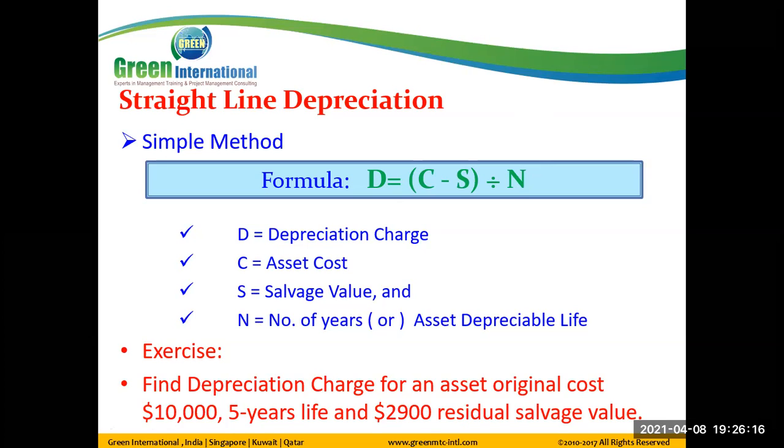1,450 every year, the asset value will decrease. For example, in the 0th year, it is 10,000 I invested. The first year, 10,000 minus 1,450, something around 8,600 plus. So the second year, again 1,450, you have to minus from the 8,600. Third year, again you have to minus. So until the fifth year, it should reach 2,900.